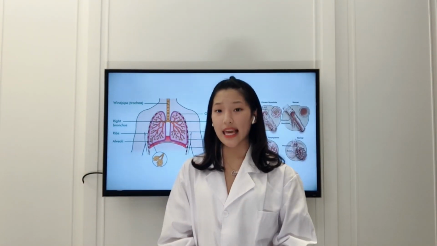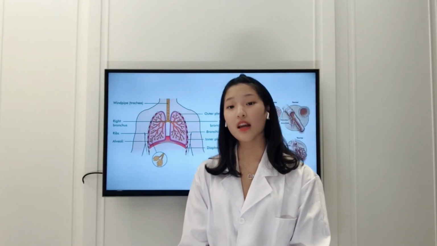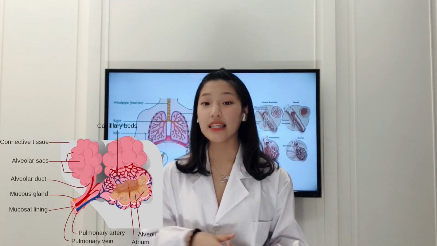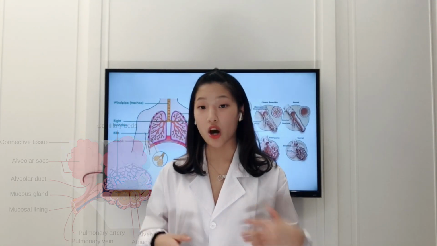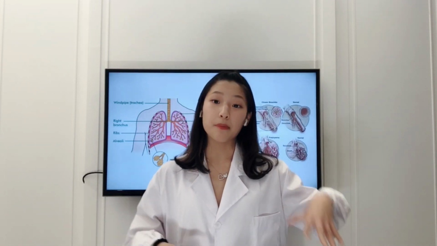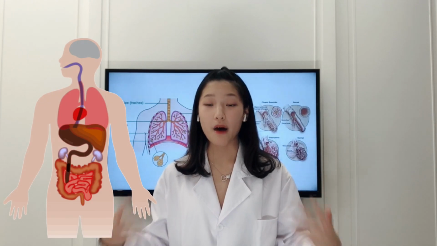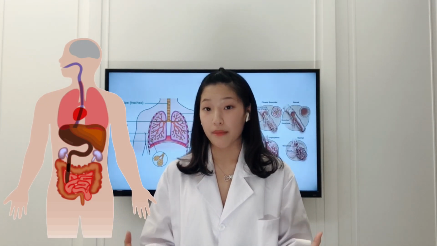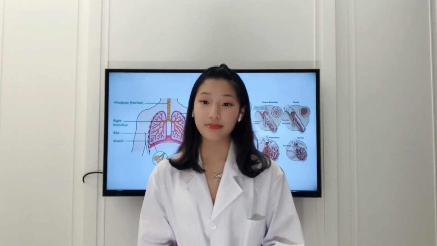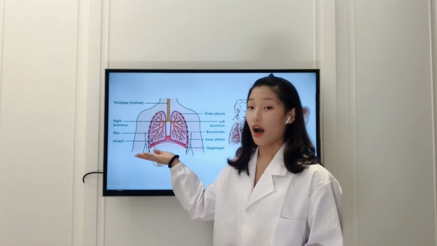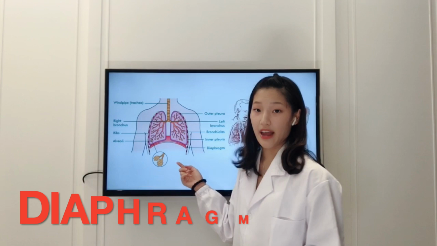So what does the alveoli do? The alveoli is basically air sacs, and it is in charge of transmitting the oxygen into the blood veins. And the blood veins then carry the oxygen to different parts of the body. That's what makes our body work. So now that we know the alveoli and the bronchiole, let's talk about the diaphragm.